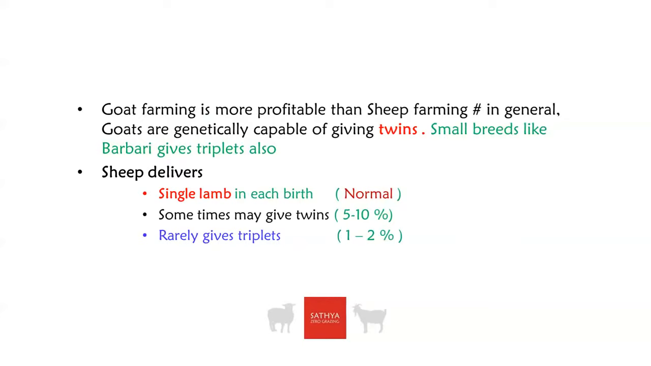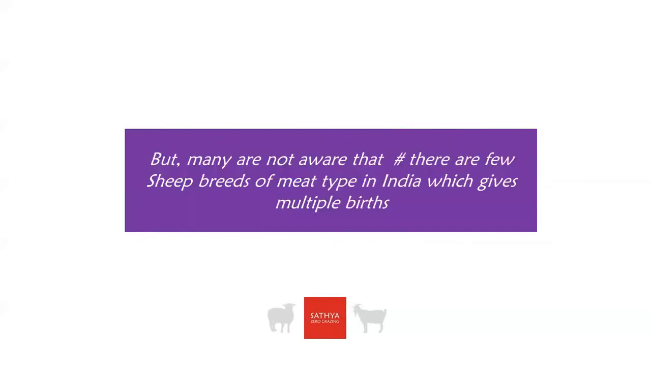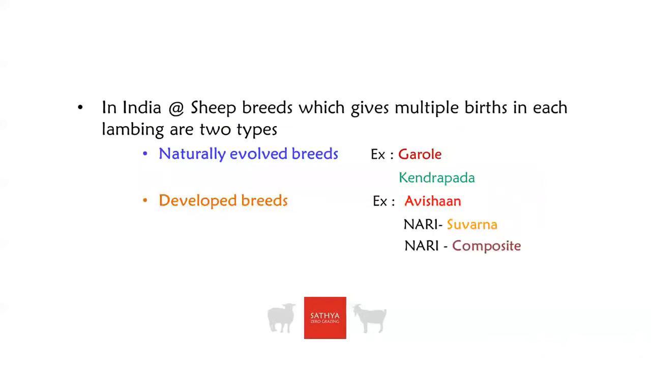In the open grazing system, where people keep sheep, they deliver only one lamb in each birth. This is the normal phenomenon. Rarely they may give twins and triplets also, but this is not a general consideration. In general, sheep deliver only a single lamb in each birth. But in India, there are a few sheep breeds which give multiple births also. So I will explain about these breeds.